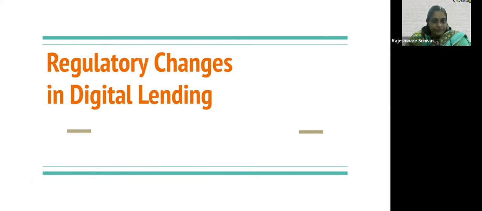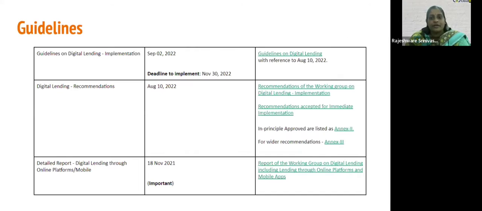Good evening to all. We'll straight deep dive into what we have planned for today. We're looking at the digital lending circular that was issued by RBI, the 10th August circular. This is how we are going to take this through.